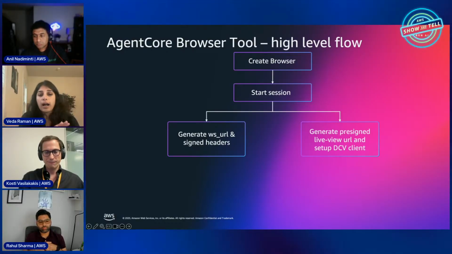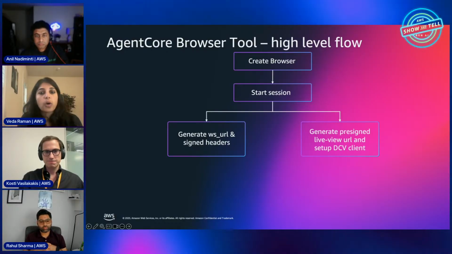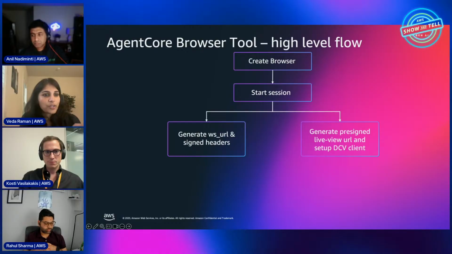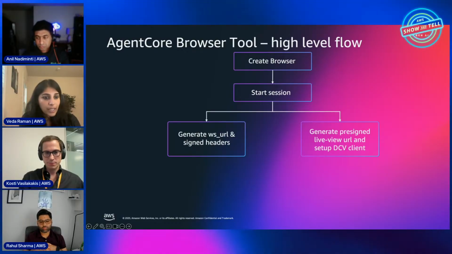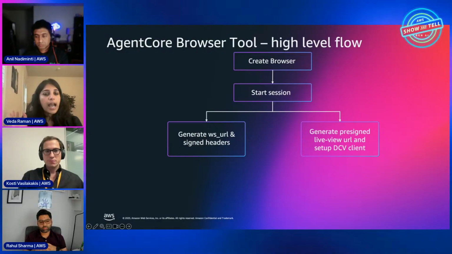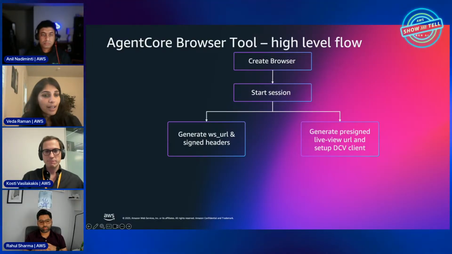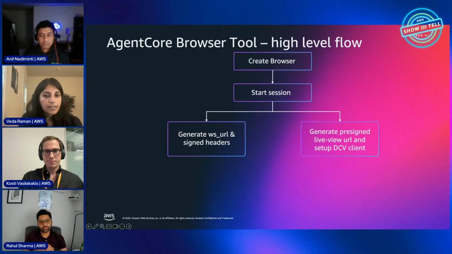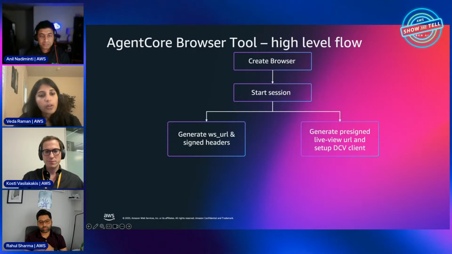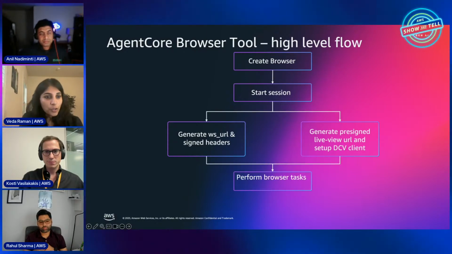If you have an application where you want to embed this live browser view, you can generate a pre-signed live view URL and set up the DCV client on your application so that you can embed the live browser view on your own application. So this is again optional. We have a live view available in the AWS console. While you're testing, that's useful, but when you want to go into production, you want to embed it on your own applications.